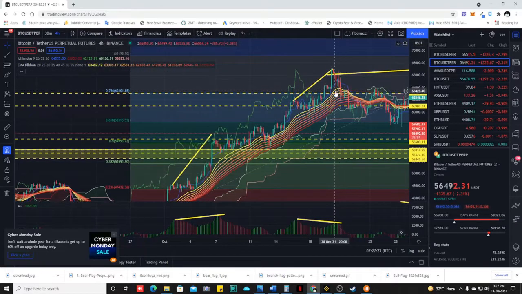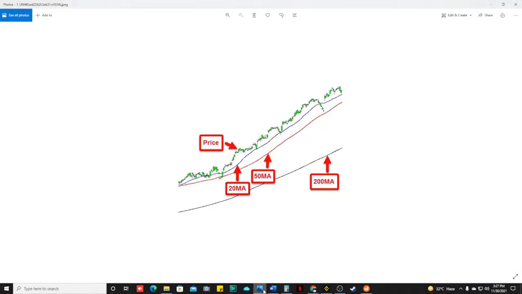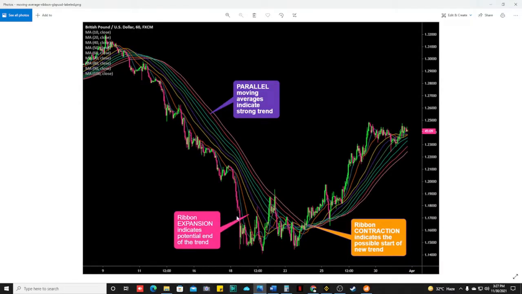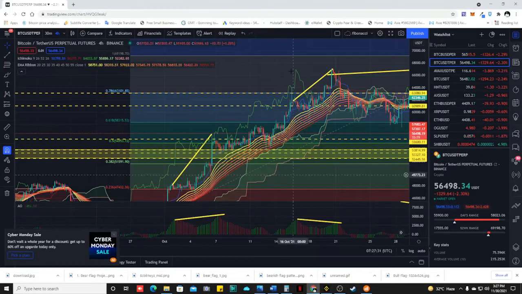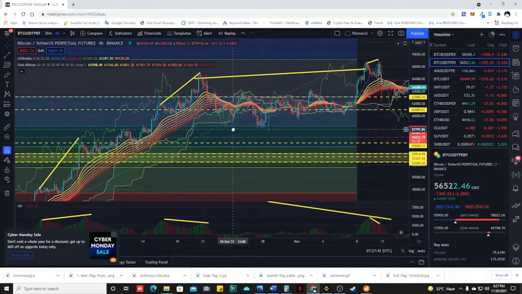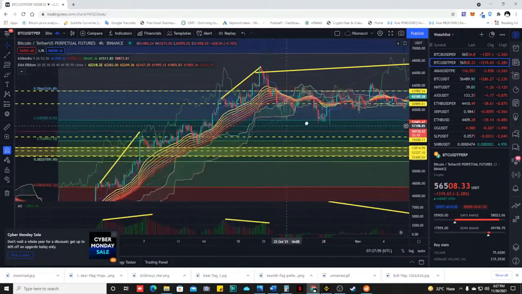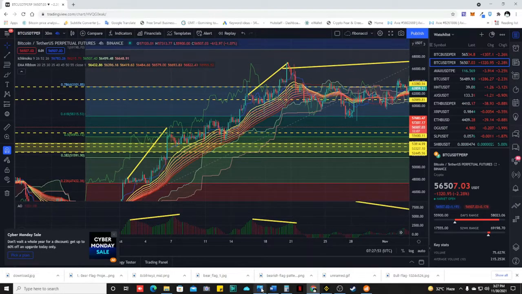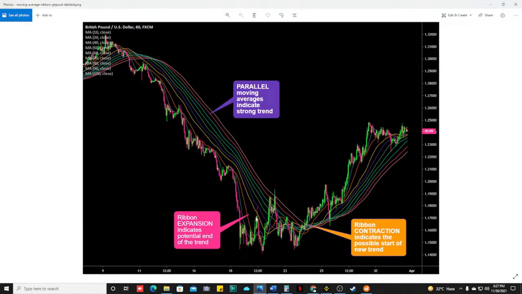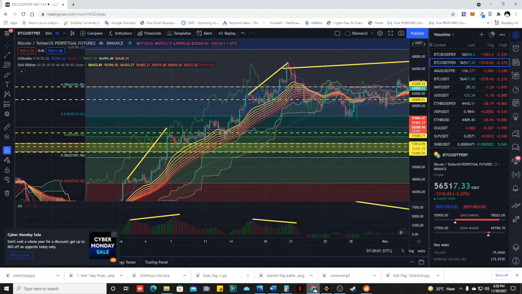Okay? And now we see here a big expansion, ribbon expansion. There's a big expansion here. So it's a sign of change of trend. So now it went consolidated. So it consolidated. Okay? It changed pattern. The same as EMA ribbon. Okay? So that's how you use EMA ribbon.